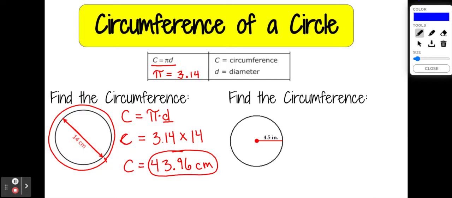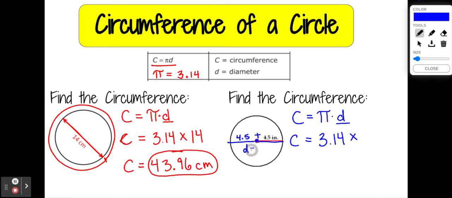Okay, so here's the second circle. I'm going to start off again with my formula. Circumference equals pi times diameter. I'm going to use the number 3.14 for pi, and then I want to multiply that by the diameter of the circle. Well, with this circle, I'm only given the radius, which is halfway through the middle of the circle. So I need diameter for this formula. If halfway across is 4.5, the other side is also 4.5. So if I add them together, I would get a diameter of 9. So I just had to double the radius to get the diameter.